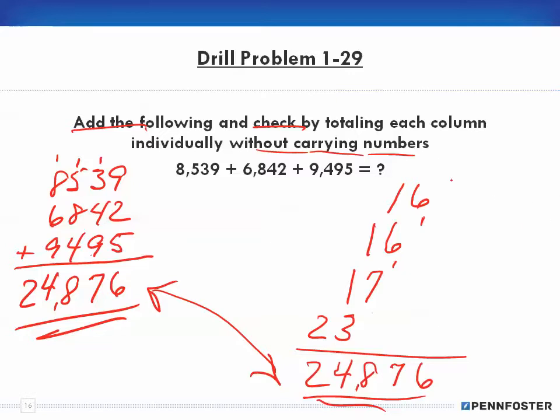That's why it's important to keep things in the proper columns so that you don't get things mixed up. When it comes to math, if you're just writing all over the page, there's more of a chance for you to make a mistake.